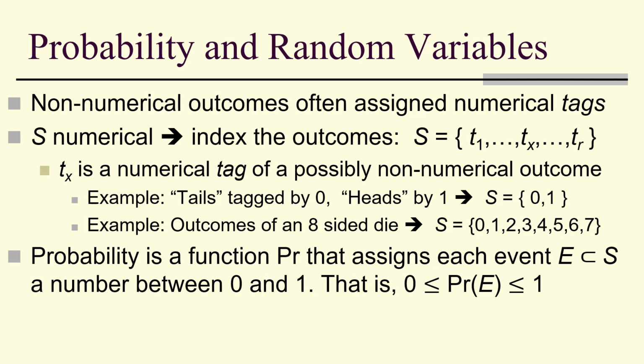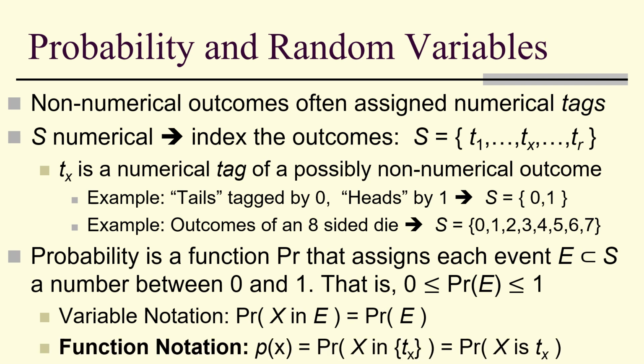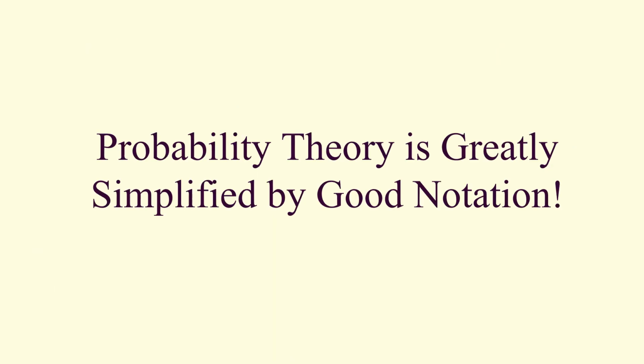Probability is a function that assigns each event E, a subset of S, a number between 0 and 1. That means that probabilities are between 0 and 1 inclusive. Variable notation: the probability that X is in the subset E is just the probability of the event E itself. Function notation: P of x is the probability that x is in the outcome event T sub x, which is the probability that x actually is T sub x. So probability theory is greatly simplified by good notation.